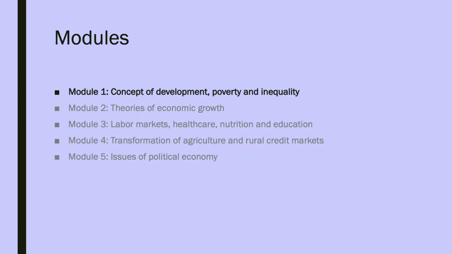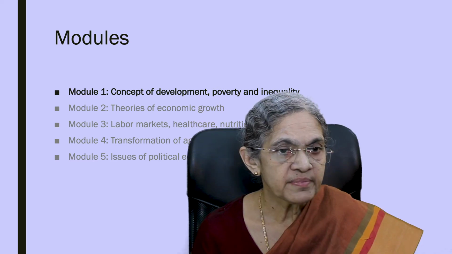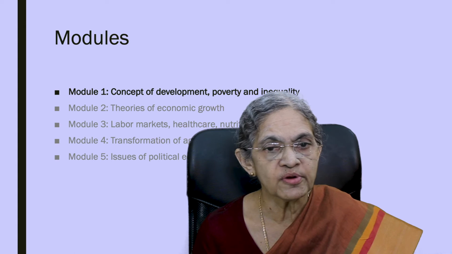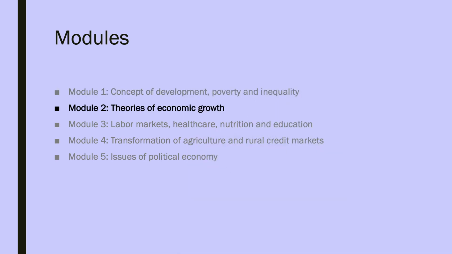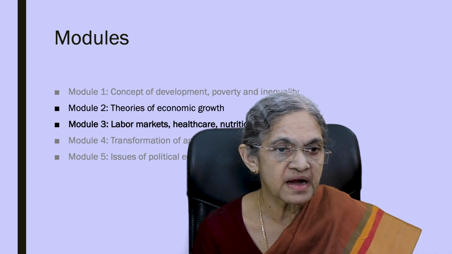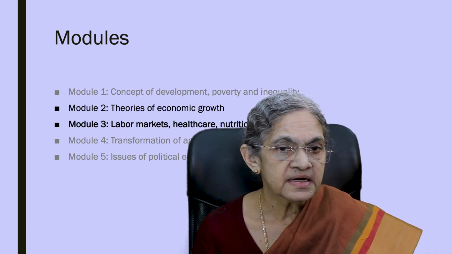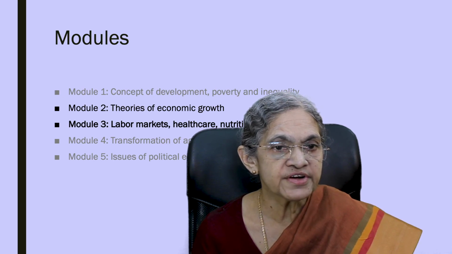The first module introduces the concept of development and economic growth from different perspectives by 2 well-known Nobel laureates. The module also covers the role of income disparities and poverty in economic growth and development. The second module covers the popular theories of economic growth, the role of technology and institutions. The third module covers labor markets and how technology shapes these markets. Then we will look at the ways in which the public policy could influence healthcare, nutrition, education of the poor.